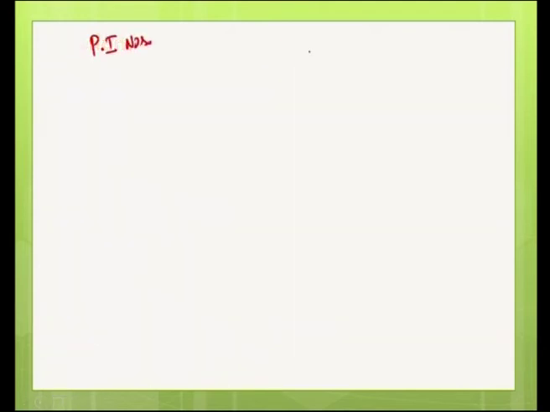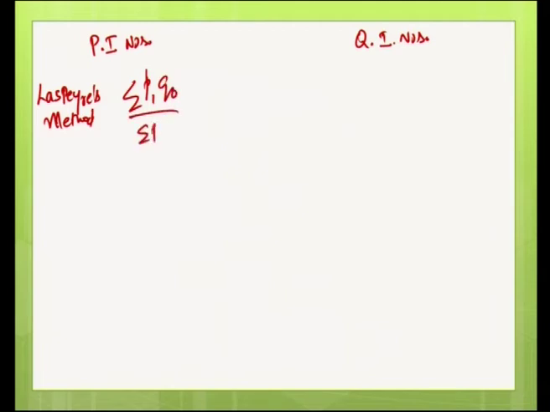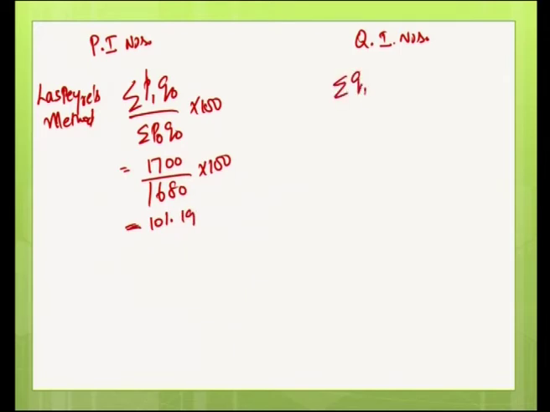Next, price index numbers and quantity index numbers. The price index number by Laspeyres method is summation P1 Q naught by summation P naught Q naught into 100, and the answer is 1700 by 1680 into 100, which is equal to 101.19. The quantity index number by Laspeyres method is summation Q1 P naught by summation Q naught P naught into 100. This is P01 and this is Q01.